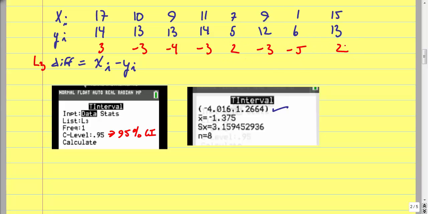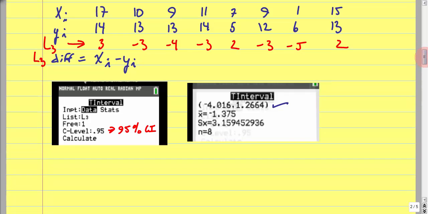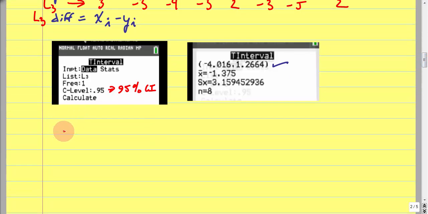Okay, but again, we can have our calculator do that for us, and this is L3 then. This column or this row is L3. Now if we look at this confidence interval, make sure you round as it says to round in MyMathLab. Make sure that you take into account the fact that 0 is in this interval. Okay, so let's just make a few notes.